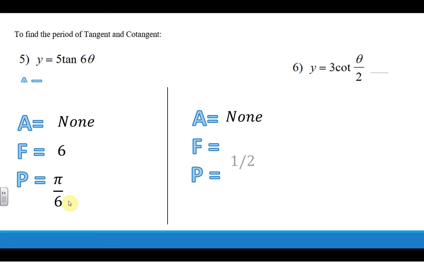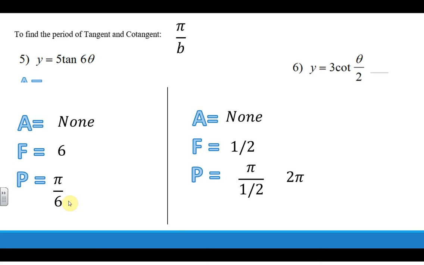Okay, same thing for cotangent. We have none, 1/2, and then again, you do pi divided by 1/2. Oh, there it is, pi over b. I knew it was going to pop up eventually. Boom. Okay, so again, what does that mean? So for number 5, we are going to see in 2 pi, 6 graphs of tangent, and then how long for 1? Pi over 6. Okay, so for the cotangent, we would see 1/2 of a cycle by 2 pi, or excuse me, by pi, because our frequency changes, and then a full cycle ends by 2 pi.